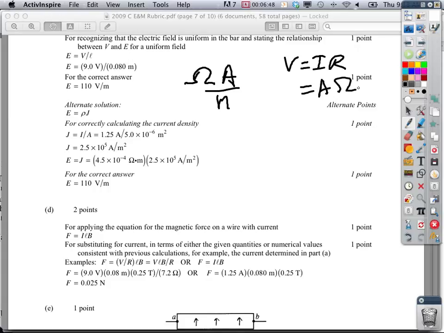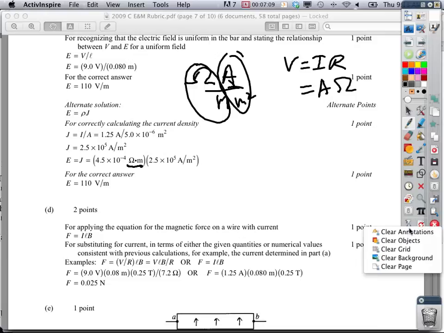So by looking at the resistivity and seeing the units of resistivity as ohms per meter, this person realized, oh, if I multiply ohms per meter times amps per meter squared, I will get the right units. I'm guessing not a lot of people get this.